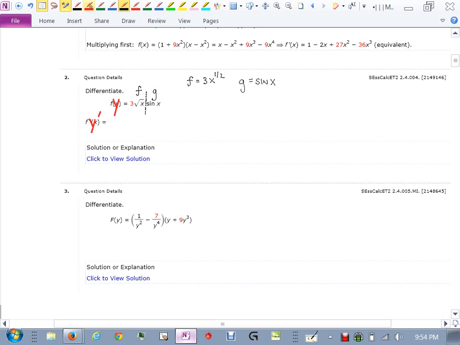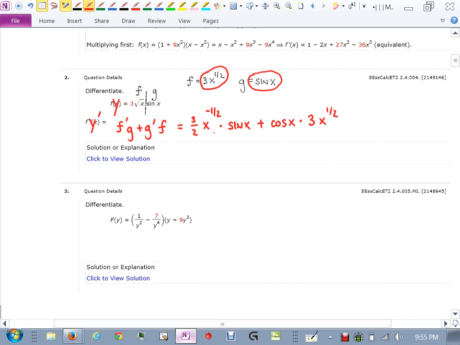So remember, the derivative, y prime, should be the derivative of f times g plus derivative of g times f. That's product rule, which for us is the derivative of f. We're going to use power rule, so the 1/2 comes out. We get 3/2, subtract 1, x to the negative 1/2, times g, which is sine x, plus the derivative of g. Derivative of sine x is cosine x, times f, which is 3x to the 1/2.